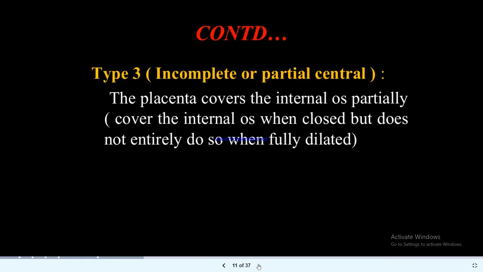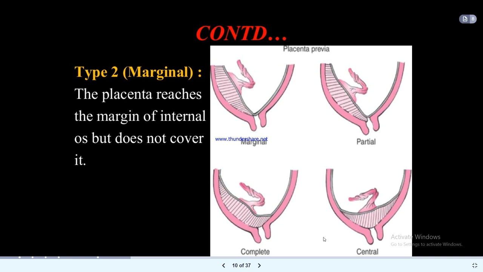Incomplete or partial central. The placenta covers the internal os partially, covers the internal os when closed, but does not entirely do so when fully dilated. You can see in this picture here.